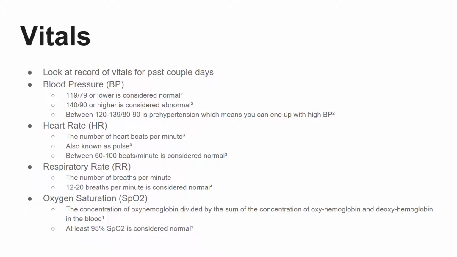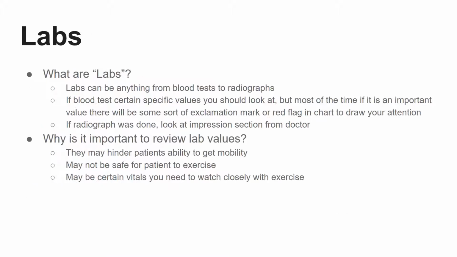And another one is oxygen saturation, or SpO2. This is the concentration of oxyhemoglobin divided by the sum of concentration of oxyhemoglobin and deoxyhemoglobin in the blood. You want it to be at least 95%. That's normal. In addition to heart rate, this is a good thing to look at how your patient's cardiovascular system is handling therapy. An oxygen saturation value that is significantly low, such as below 80, can indicate hindered organ function. So that's oxygen, something that you really want to keep track of.